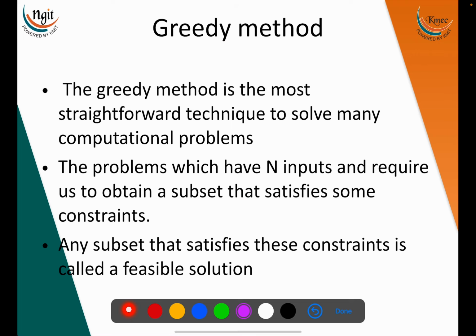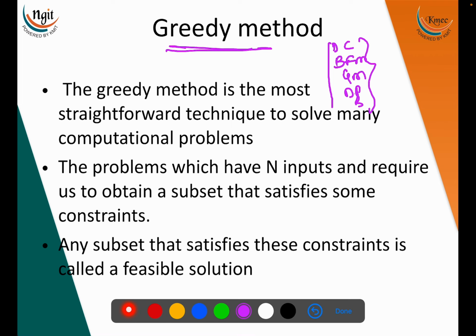So what is a greedy method? The greedy method is one of the algorithm techniques to solve computational problems. There are many techniques to apply on computational problems to find a solution, and those are divide and conquer, brute force, greedy method, dynamic programming, backtracking, and branch and bound. These are different techniques to solve many computational problems, and the greedy method is one among them.